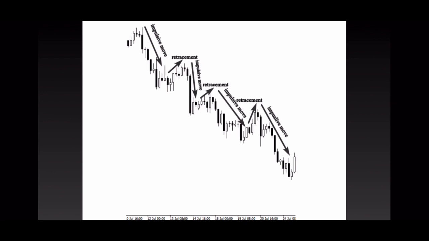Illustration shows a downtrend market. And as you can see, the best trading decision is to sell the market at the beginning of an impulsive move. If you try to sell the market in a retracement move, you will be trapped by professional traders and you will lose your trade.